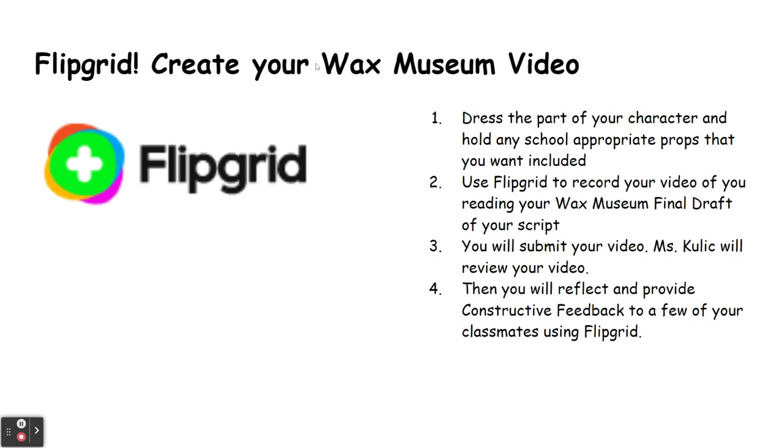And then the last part of the project is the Flipgrid video creation. So you'll go out to Flipgrid, and I'll do a whole lesson on this to explain it to you. You would be dressed as the part of your character and hold any school appropriate props that you would want to include in your video. Use Flipgrid to record, which it's super easy. It's like press and go. So you would record your video and you can tweak it, edit it, re-record it, whatever you need to do to get a good video. And then you read your final draft, so you don't have to memorize anything. Then you submit that video to me.